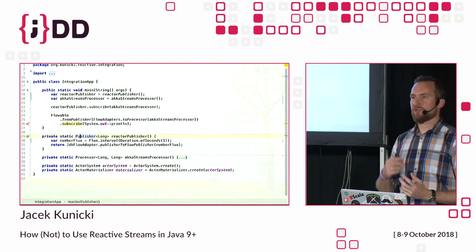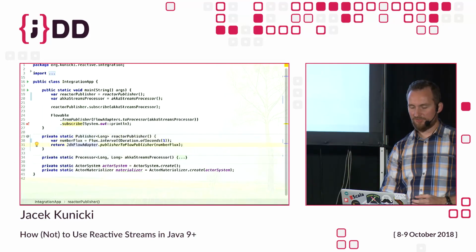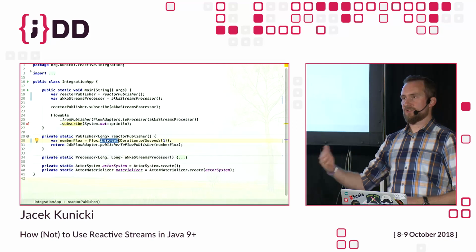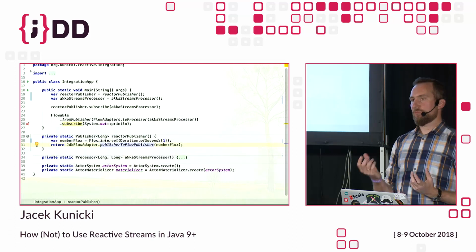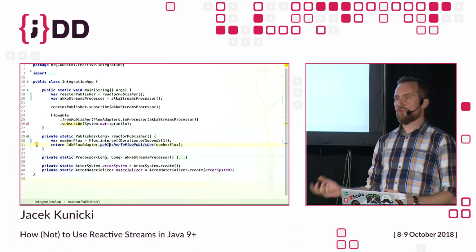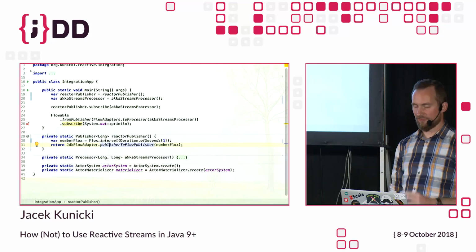So here for the Reactor publisher, we are creating a Flux using the interval method, which basically generates values in an interval of 1 second in this case. And then we need to use some glue code that is going to convert the Flux to the Reactive Streams interface. So here is where the conversion takes place.